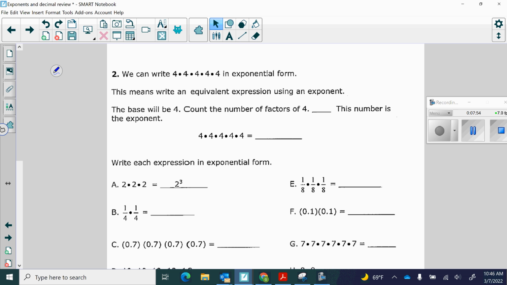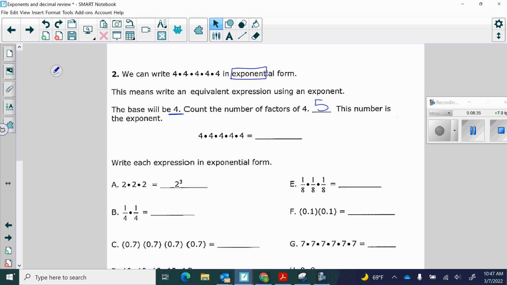And what do you notice? I notice that this has the word exponent in it, meaning I'm writing it with an exponent. Does that make sense? Please sharpen your pencil. So if I have a base of 4, that is what I'm multiplying. Count the number of factors that I'm multiplying. How many am I multiplying? 5. So 5 is my exponent. So how would I rewrite 4 times 4 times 4 times 4 times 4 in exponential form?